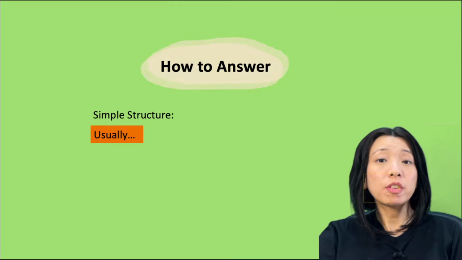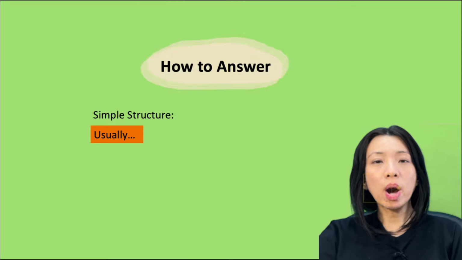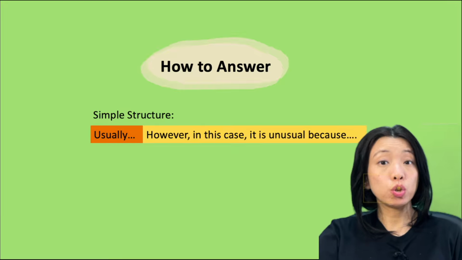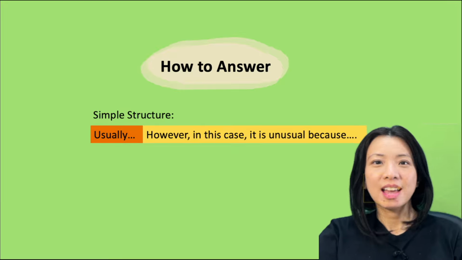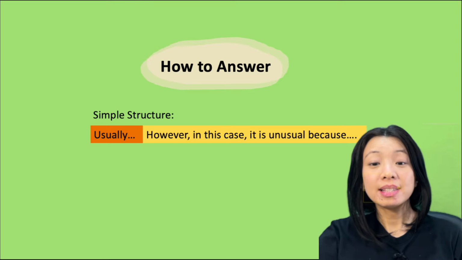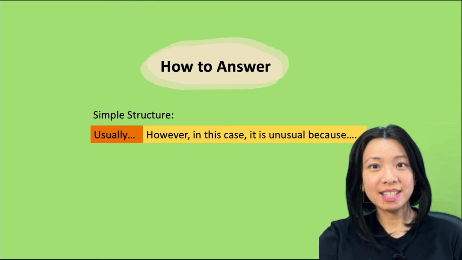In the first part of our answer, we need to include what is usual. Once we've done that, then we can talk about what's unusual about the word or phrase. So my sentence structure will look something like this. However, in this case, it is unusual because.